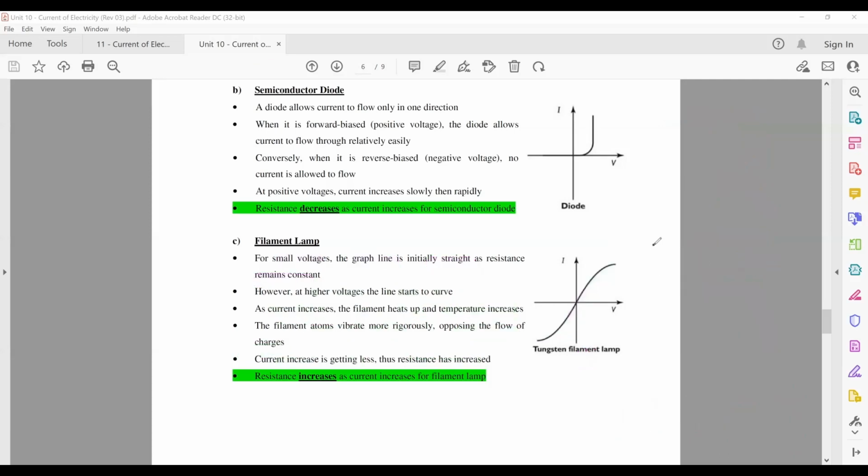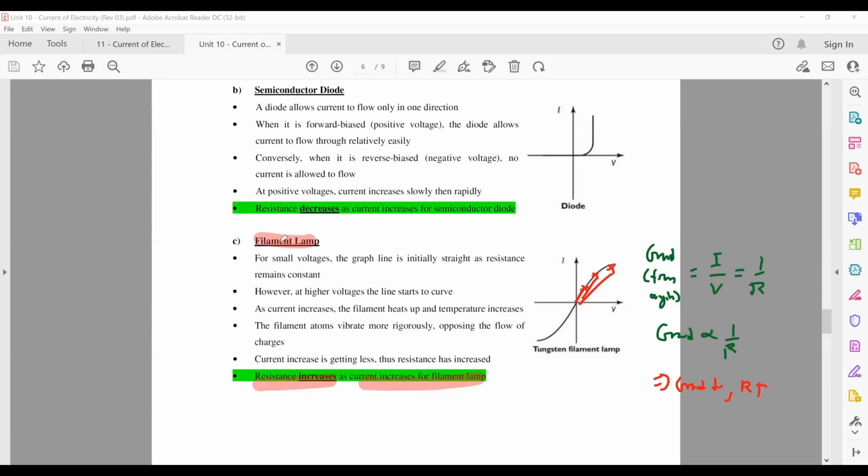So another thing you can also do here is to look at the gradient from origin again to identify this. Over here, gradient from origin equals I over V, which is 1 over R. So gradient is inversely proportional to R. So again, you try to see the gradient, this one, this one, this one. You notice that the gradient is dropping, so resistance is increasing. Okay, so resistance increases as current increases for a filament lamp.